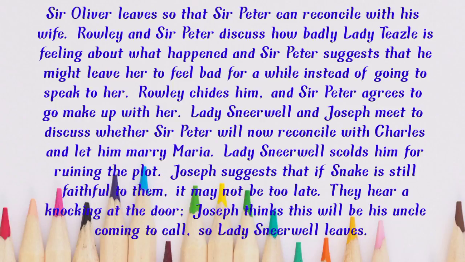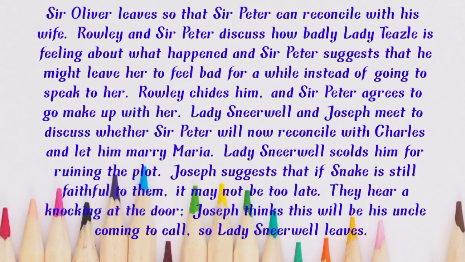Rowley and Sir Peter discuss how badly Lady Teazle is feeling about what happened to Sir Peter. Peter suggests that he might leave her to feel bad for a while instead of going to speak to her. Rowley persuades him, and Sir Peter agrees to go and make up with her.